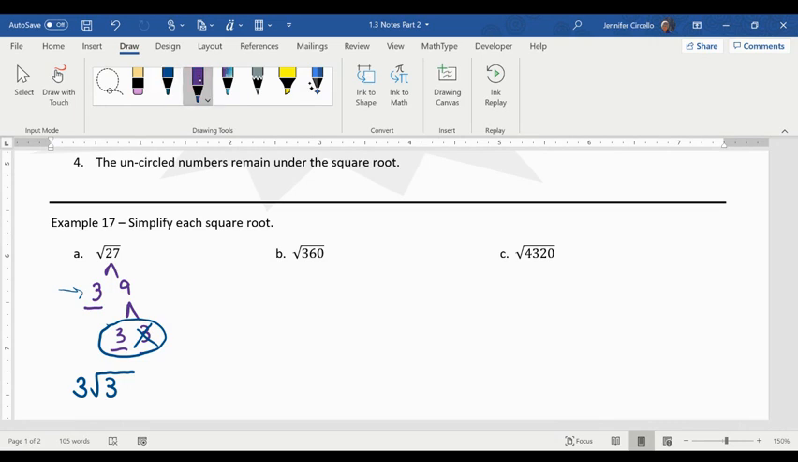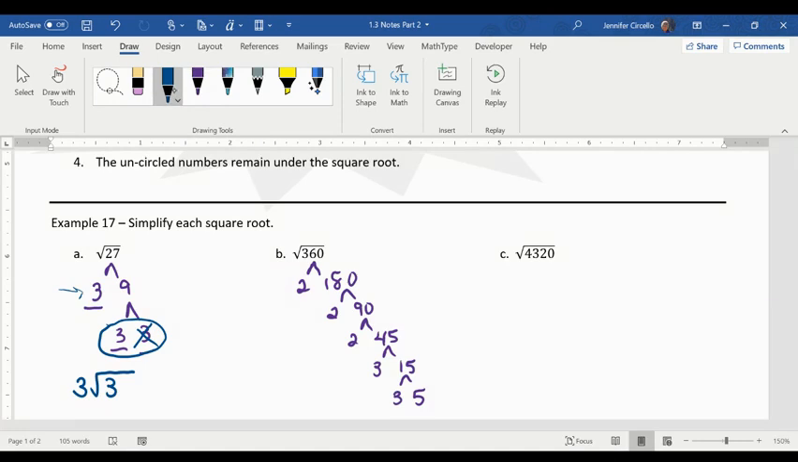So with 360, we start with the factor tree. The smallest number that goes into 360 is 2. So it's 2 times 180. Then 180 is still even, so it's 2 and 90. 90 is still even, so it's 2 and 45. 45 is not even, but 3 goes into it. 3 and 15. And then 15 is 3 and 5.